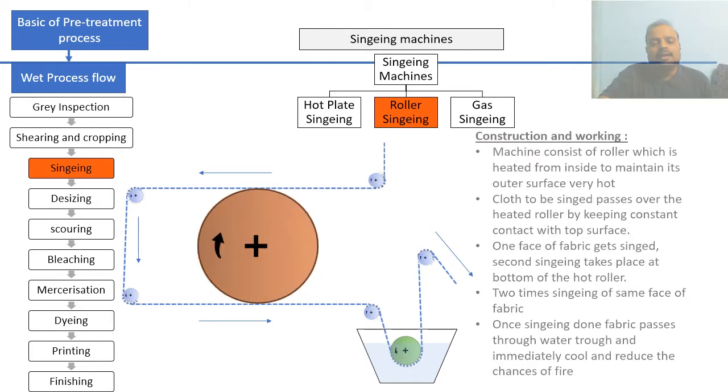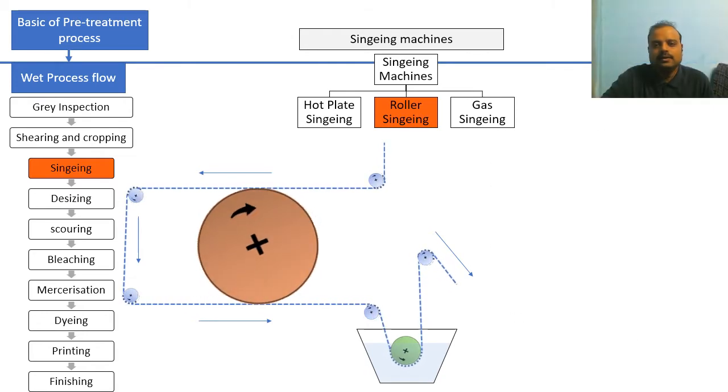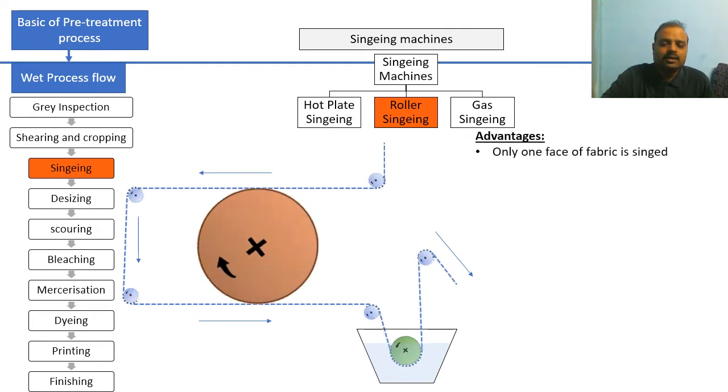Let's understand the advantages and disadvantages of the roller singeing machine, starting with the advantages. Here only one face of the fabric is singed. As I already told you, the bottom face of the fabric is singed, and again the same bottom face is singed, twice. So this is the advantage: the same roller can give you two times singeing of the same fabric surface.